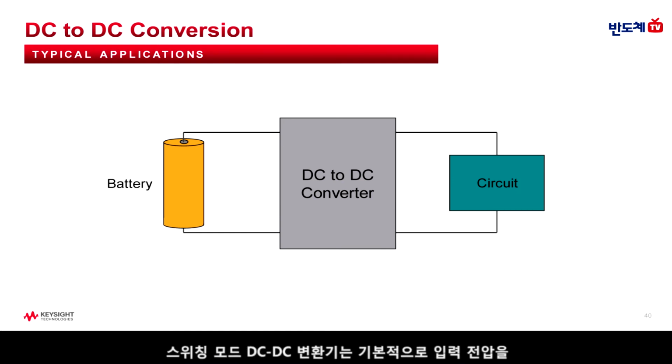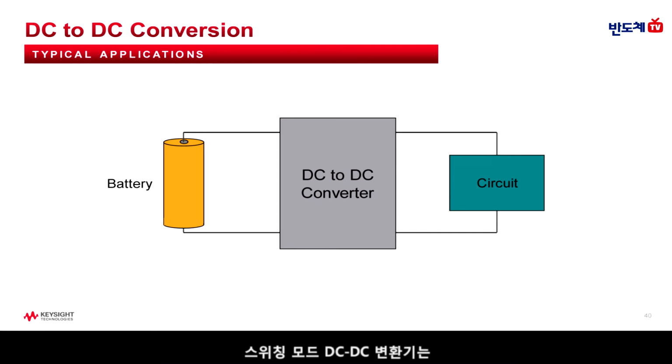And again, switch mode DC to DC converters basically work by converting their input voltage into an alternative energy form of some sort, and then converting energy back out into another voltage level. This is sometimes done magnetically with transformers or inductors, or electrically using capacitors.